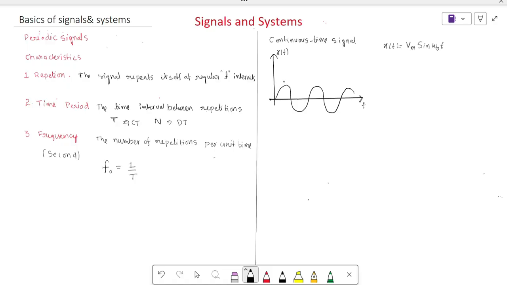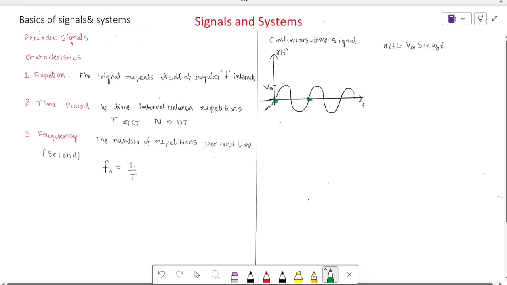So this is the magnitude Vm. For observation of the signal, you can understand this cycle is repeating. This is the second cycle, this is the third cycle. In the negative side also we have the same. So this cycle, from here to here.